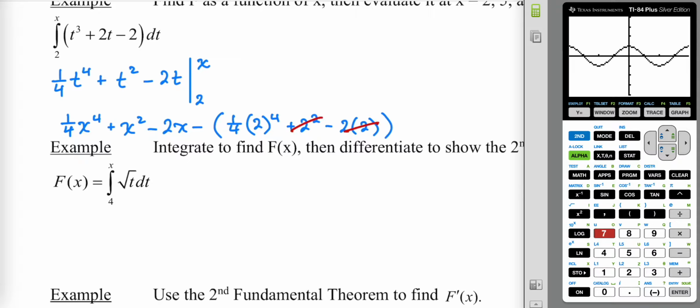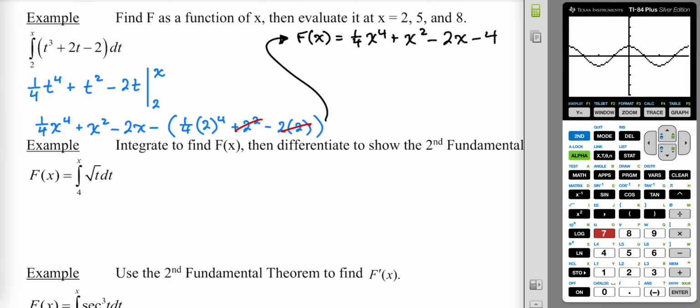And so this expression here, which is now exclusively in terms of x, can be defined as capital F of x, 1/4 x to the fourth plus x to the second minus 2x. Now we have minus, well, 2 to the fourth is 16, a quarter of 16 is 4, so minus 4. All right, so what they're saying for us to do is evaluate it for when x is equal to 2, 5, or 8. All right, so if you wanted to, you could do this a couple of different ways.